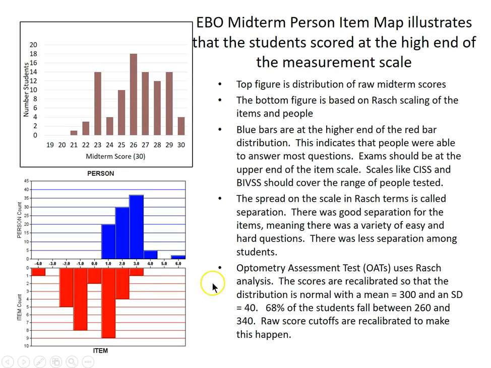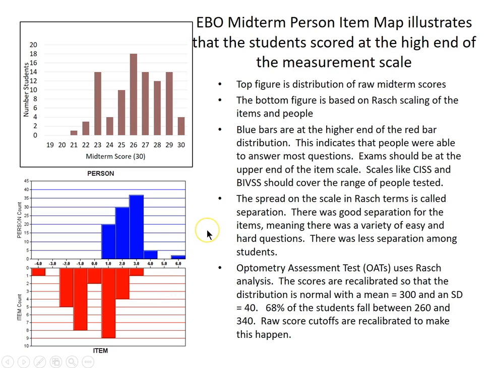I might just add that the OATs use Rasch analysis, and the scores on the Rasch analysis are recalibrated so that the distribution is normally distributed. So your raw scores, when you see a 300, numbers have been moved around. 68% of the optometry student applicants fall between plus and minus 1 standard deviation, with the mean being 300. And 95% fall within 220 and 380. So you can get an idea where you are on the various subscales within that.